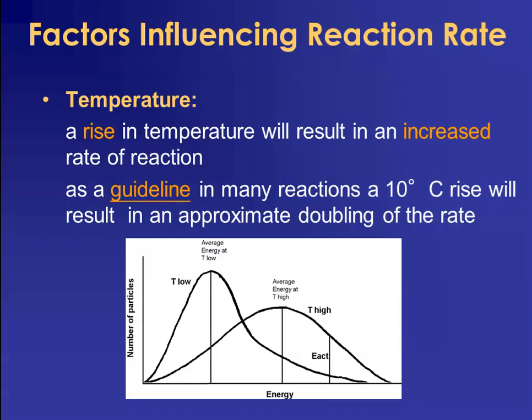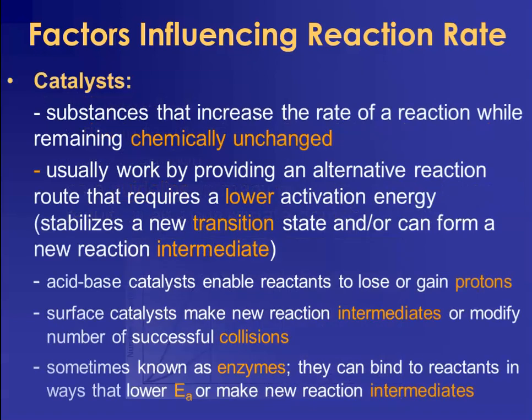a much steeper curve. You have more particles with the average energy at T low than you do at T high. But because the T high graph is broader, you see that you have many more particles that have reached or exceeded the activation energy threshold at T high than you have at T low. So more particles that have reached that point are going to be able to reach that transition state more quickly.